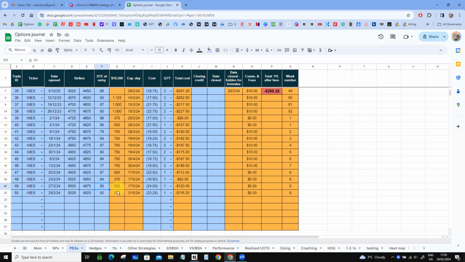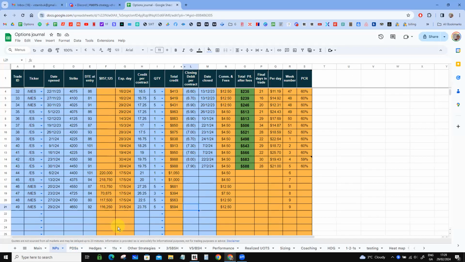So we got this and we got this. So yeah, that's fine. We're paying for enough width to cover about the same amount as we are collecting. So between these two, you see here 1125. And if we go to naked puts, we got here a little bit 1150, so right around that.